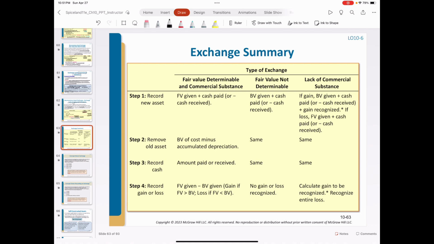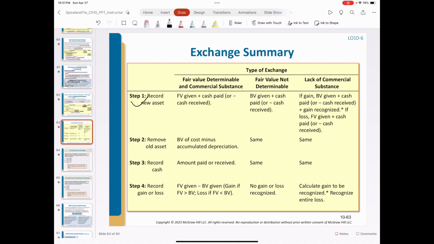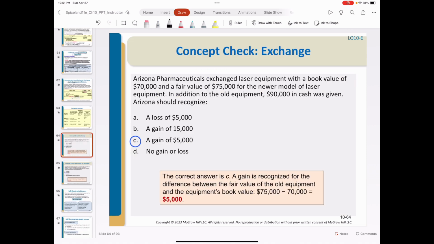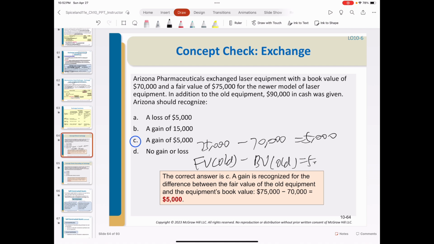So here is a summary for the exchange of non-monetary assets. Follow each step. The company should recognize gains or losses. Gains and losses depend on the book value and the fair value of old assets. So the fair value of old assets, 75,000, subtract the book value of old assets, 70,000. The difference, 5,000, is the gain.